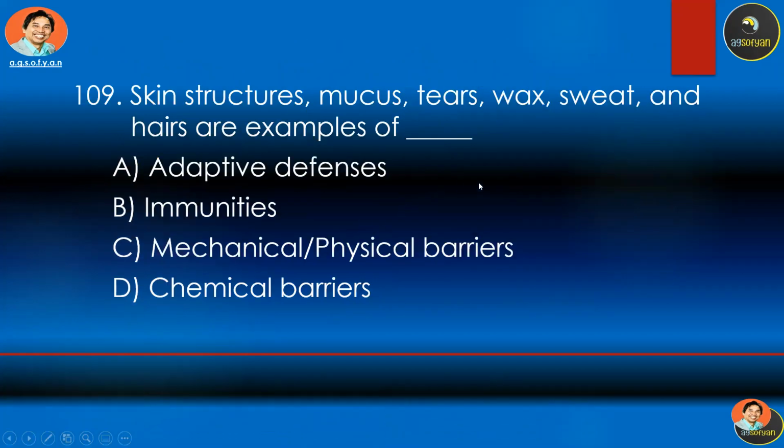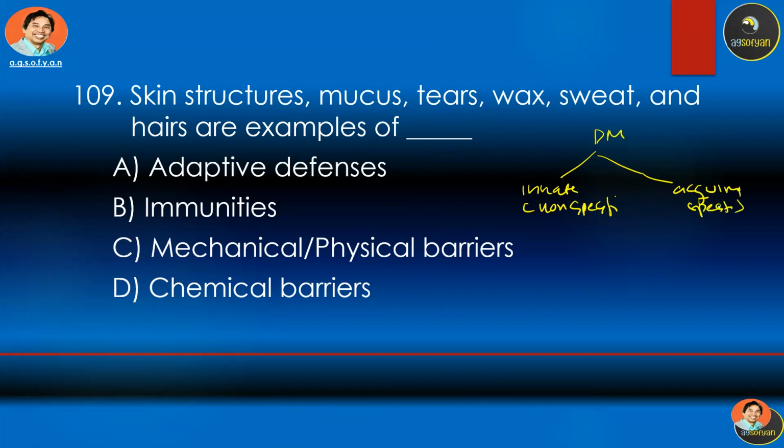Skin structure, mucus, tears, wax, sweat, hairs are examples of A, B, C, or D. Okay, remember again, different mechanisms divided into two: innate, which is non-specific, and acquired, which is specific. The innate is divided into first line and second line. The specific one becomes the third line.